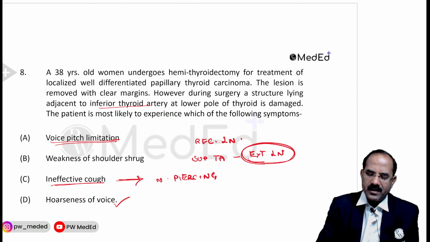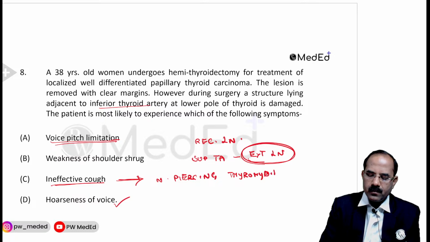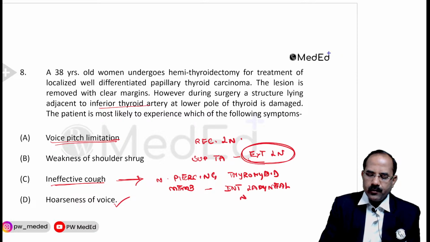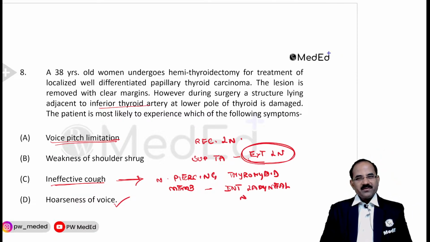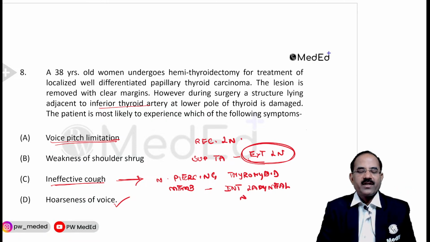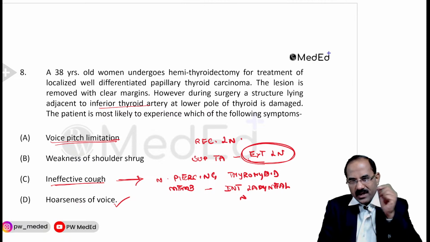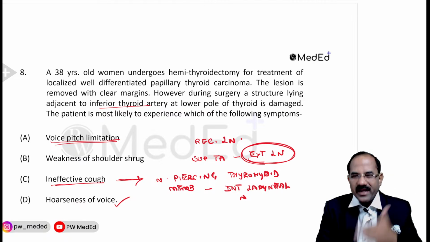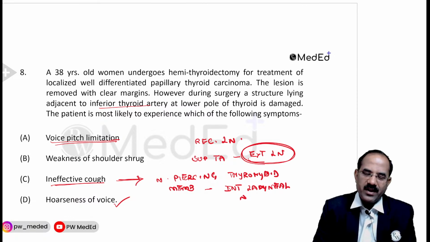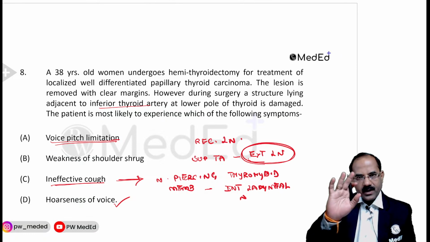And the nerve piercing the thyroid membrane is the internal laryngeal nerve. This internal laryngeal nerve is responsible for the cough reflex. So if the fish enters that pyriform fossa, the nerve involved is the internal laryngeal nerve. What will the person complain of? Ineffective cough. Okay? Clear to all of you?